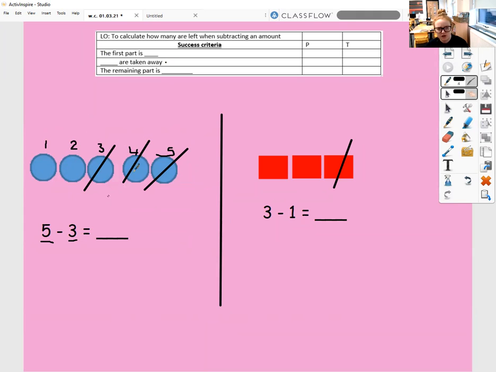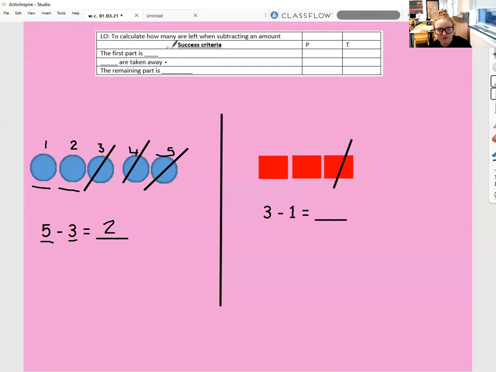Again, I can see 1, 2, 3 have lines through. So the first part is 5, and then 3 is taken away. What is the remaining part? How do I find my remaining part? Have a little think. My remaining part is 1, 2. My remaining part is 2. Brilliant. Right, I'd like you to pause your screens and have a go at this one for me and come back when you're ready to check it.